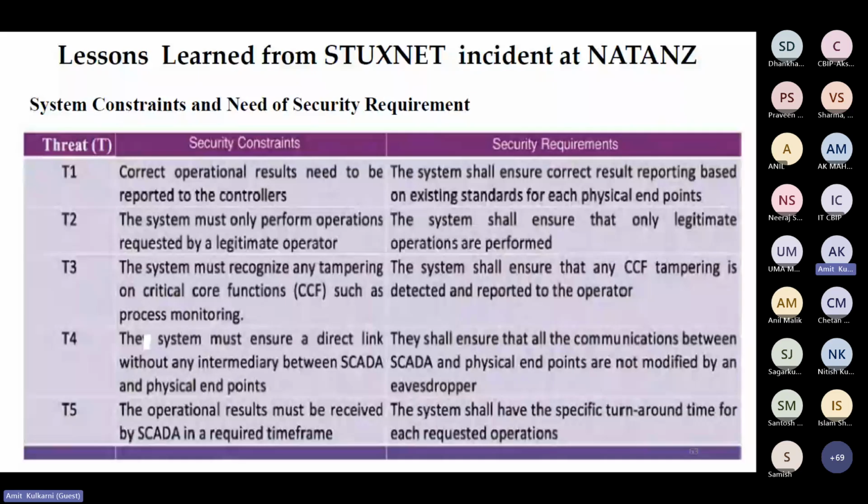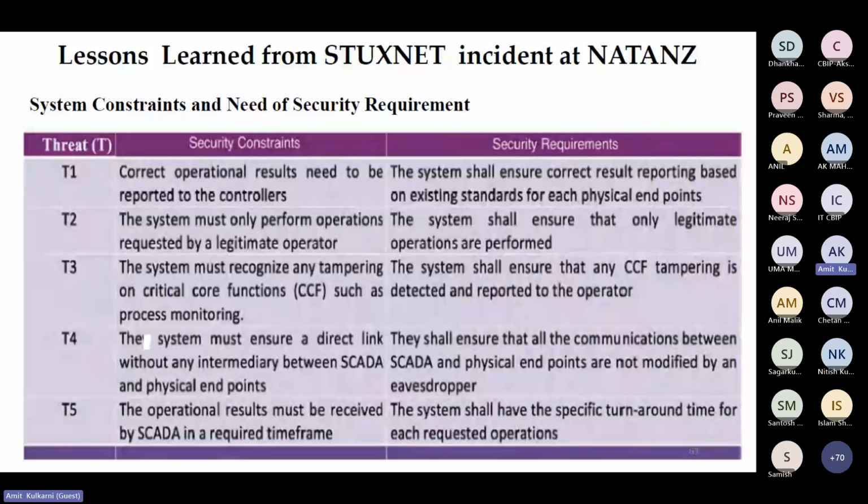Thirdly, the system must recognize any tampering of critical core functions such as process monitoring. Here, what was the process? The process was centrifugal functioning to isolate the isotope. So the tampering with that itself was done and it was not detected.